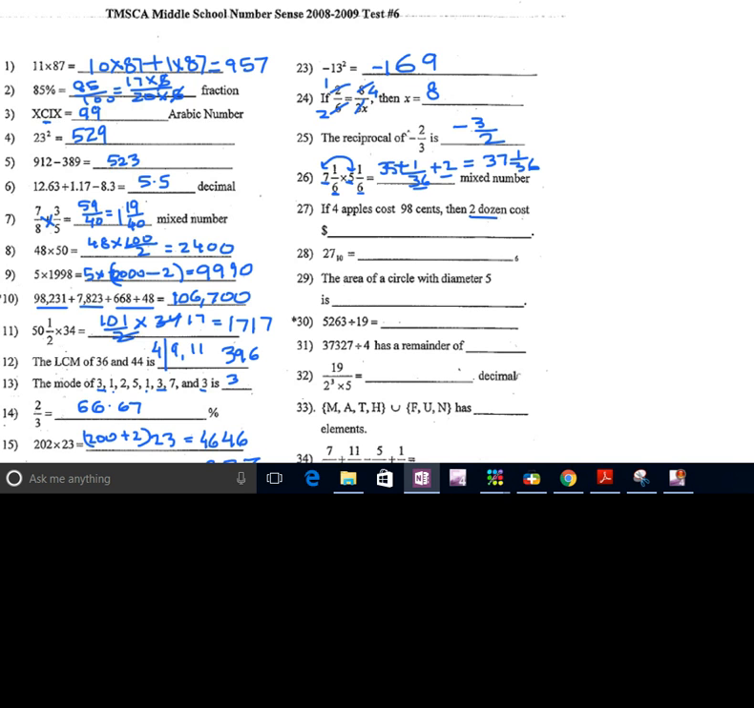So 2 dozen is nothing but 24, and if 4 apples cost 98 cents, then 24 apples will cost 6 times 98. So 6 times, essentially it is 6 times 98. Again, you can think of this as 6 times 100, which is 600, minus 12, which is 588 cents, which is nothing but $5.88. 27 base 10 expressed as base 6.